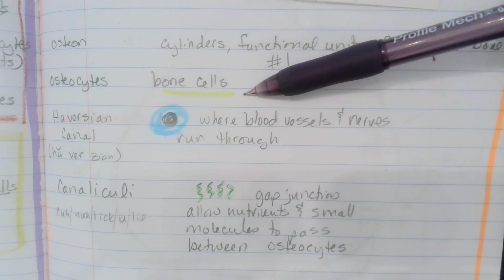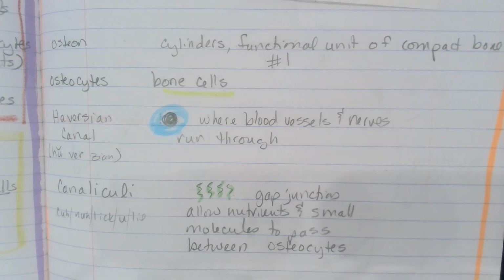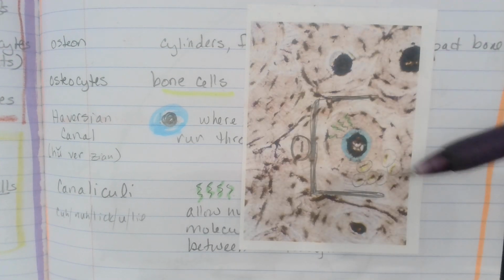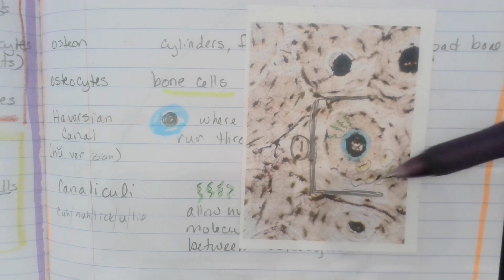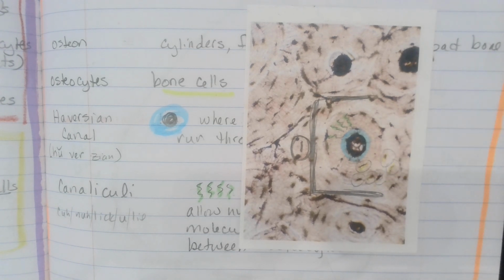Osteocytes are the bone cells, and they're highlighted yellow. Each one of these little specks right here represents an osteocyte. I highlighted them yellow.